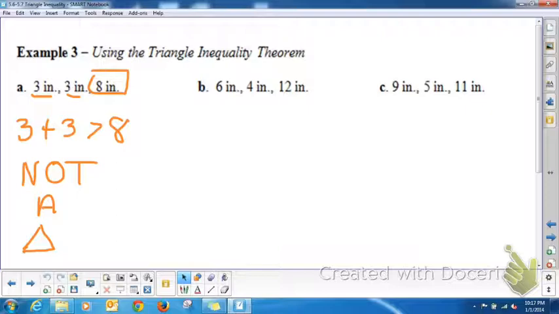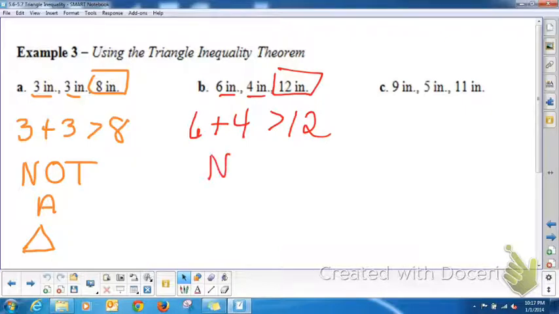So let's look at B. What are the two smaller sides here? 6 and 4 are the two smaller sides. The largest side is 12. When I add 6 plus 4, is it greater than 12? 6 and 4 is 10. 10 is not greater than 12. So these three segments cannot form a triangle. Not a triangle.